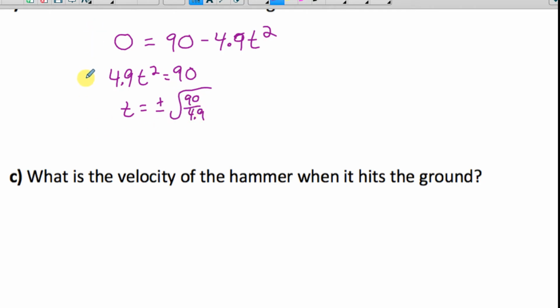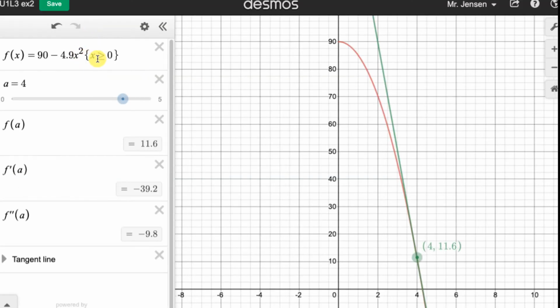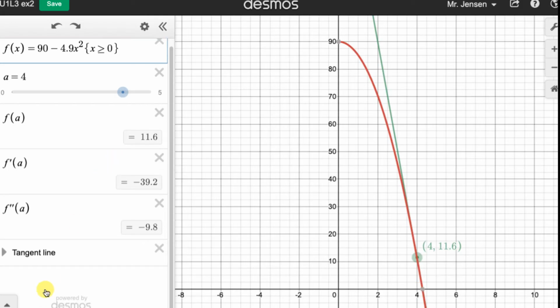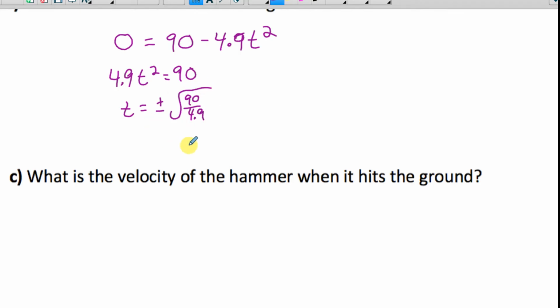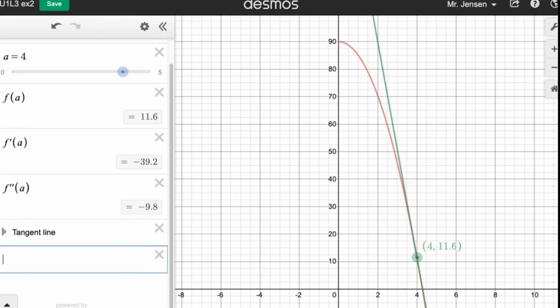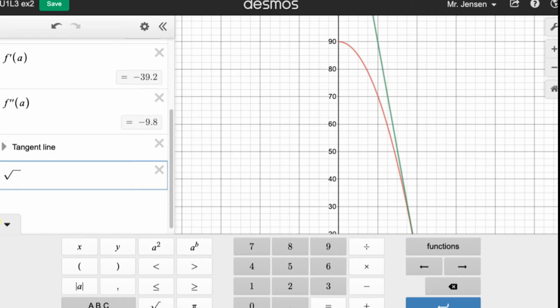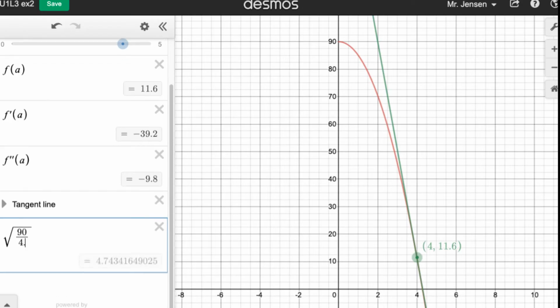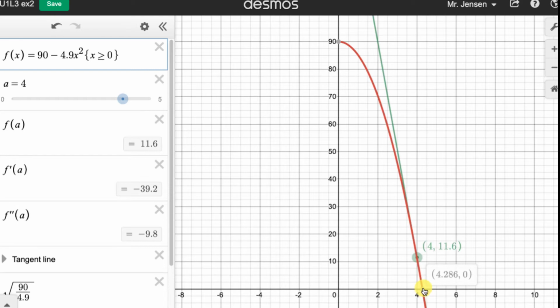Now I actually don't care about the negative square root, because if we think about our graph, that would mean we get this value over here, negative 4.286. We're only interested in this part of the graph, so we would only want this answer, 4.286. Let me just type it in to show you that this will give us the correct value. We want to do the square root of 90 over 4.9. And that's that 4.286 value. Right here, that's where it hits the ground. That's where its displacement from the ground is 0.